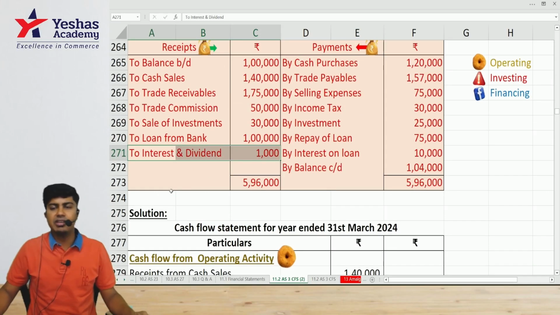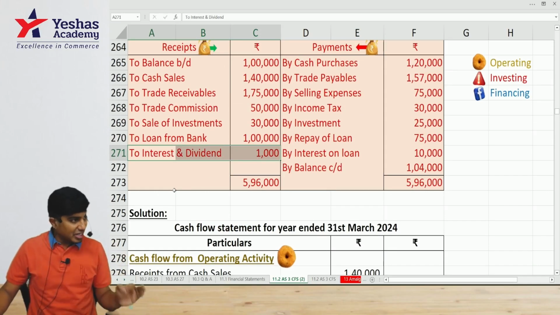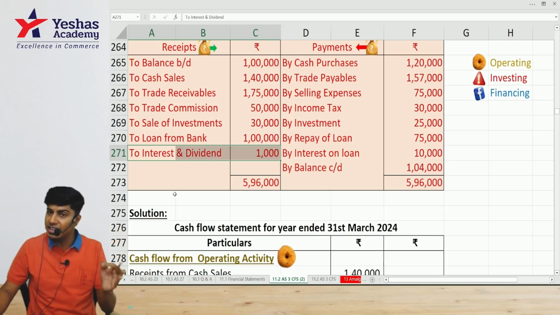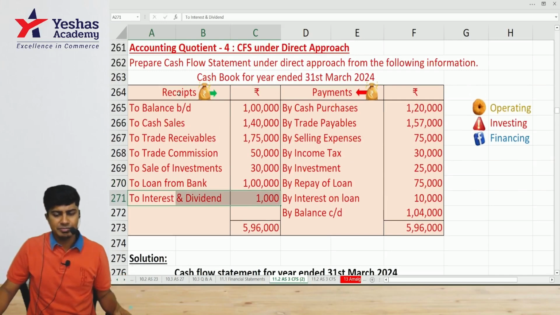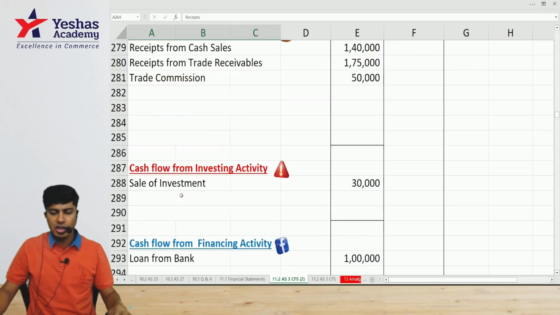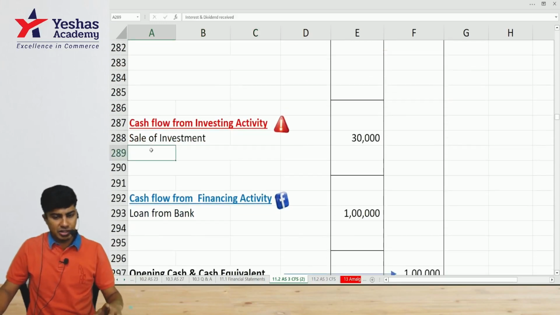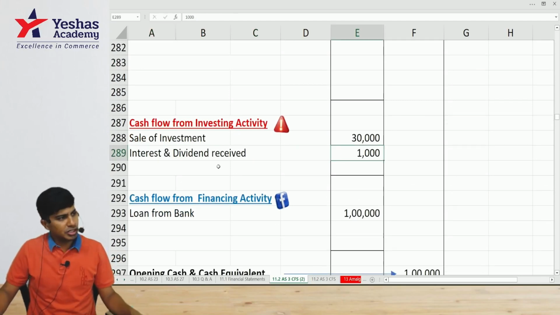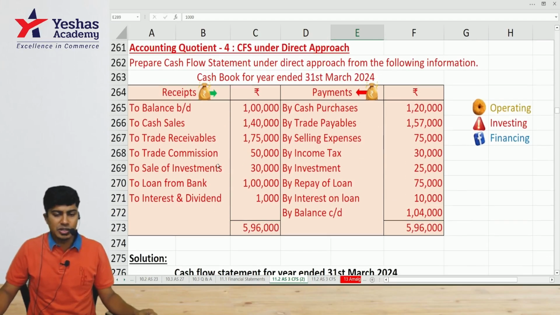Easy. What's after loan from bank? Interest and dividend 1,000. When you receive interest, when you receive dividend, it is investing activity. So how do you know it is received? Receipt side is there. Shall we write in investing activity? 1,000. Investing activity. Right? Interest and dividend. Got it? Then anything else here? No. Receipt side is over.